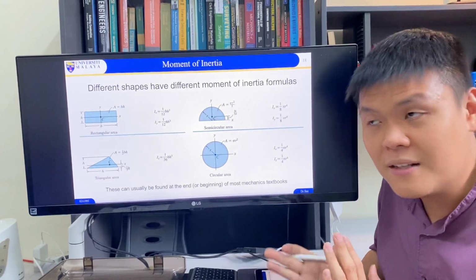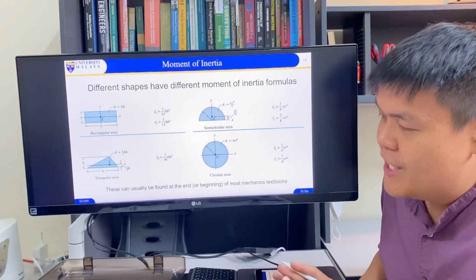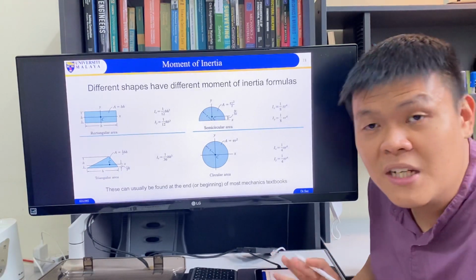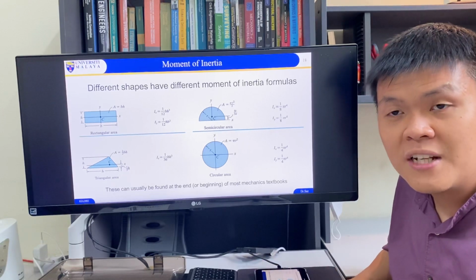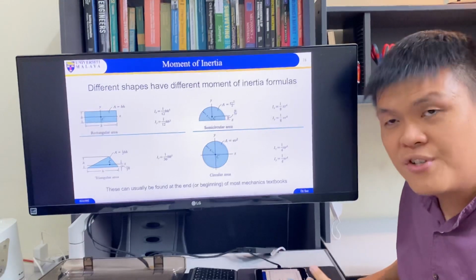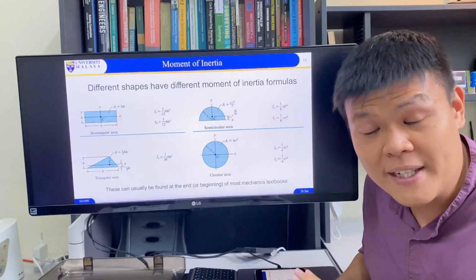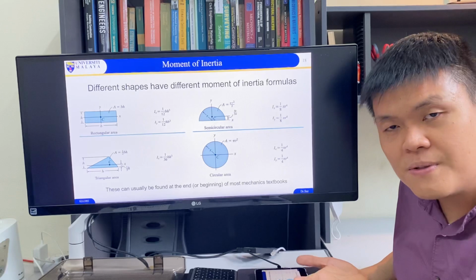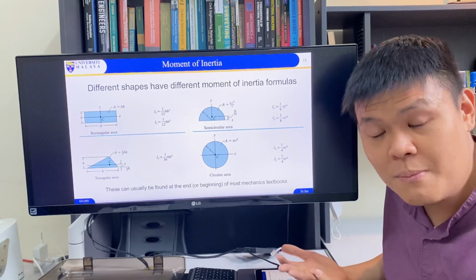Okay, so that's done. So moment of inertia, different shapes have different moment of inertia, and they're usually found at the end or sometimes in the beginning of certain textbooks, whether mechanics textbooks or structural analysis textbooks. So you don't really have to define moment of inertia for simple shapes, but you do need to define them if you find very complicated shapes. All right, so that's why we learn the first principles, so that we can define the moment of inertia for any shape that we come across.